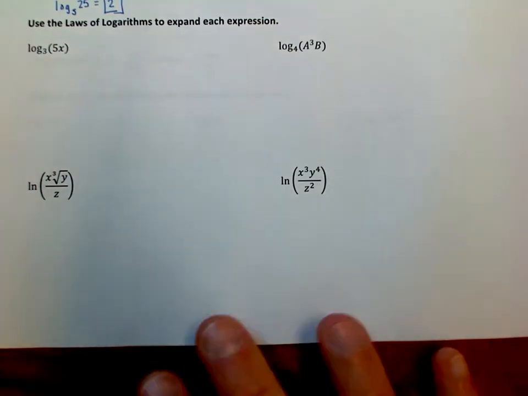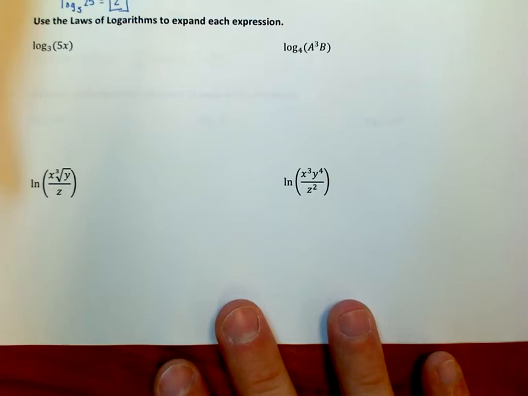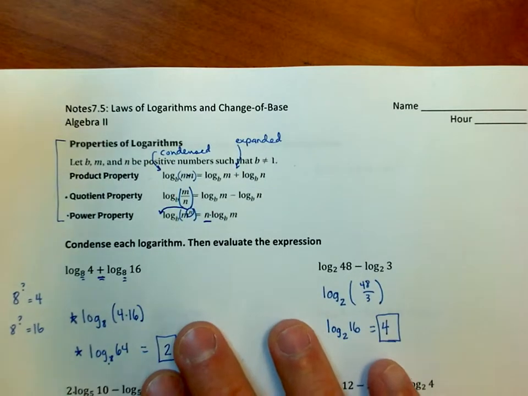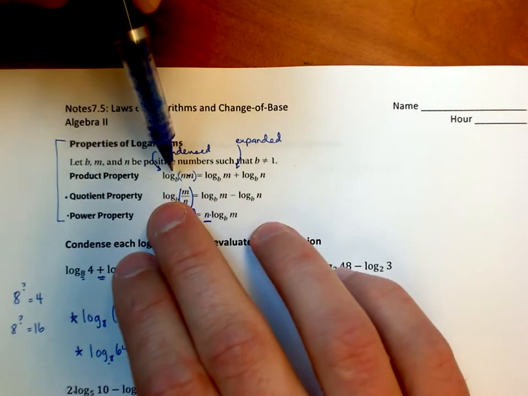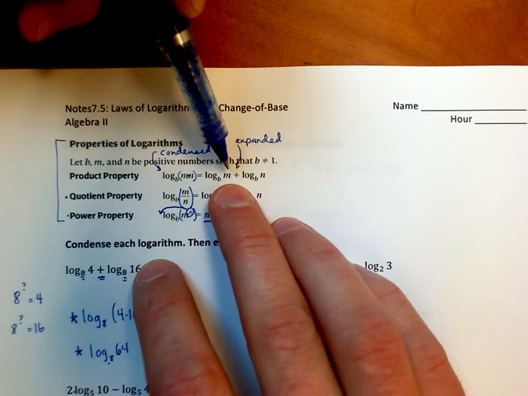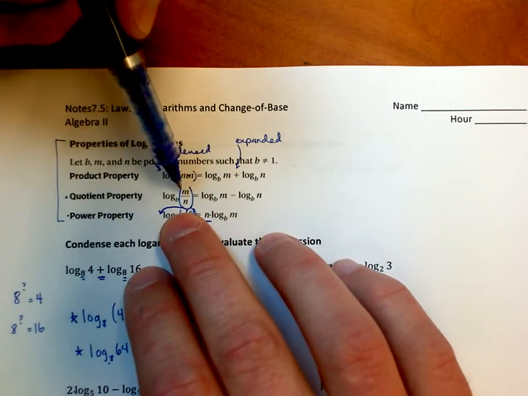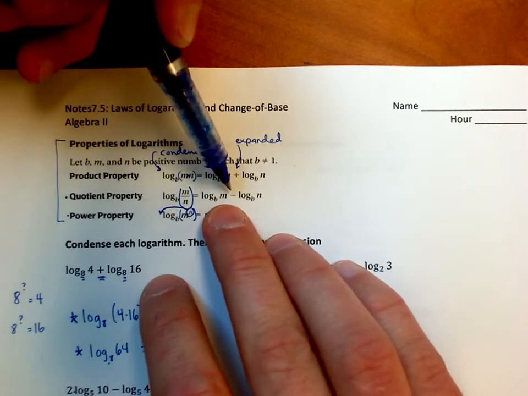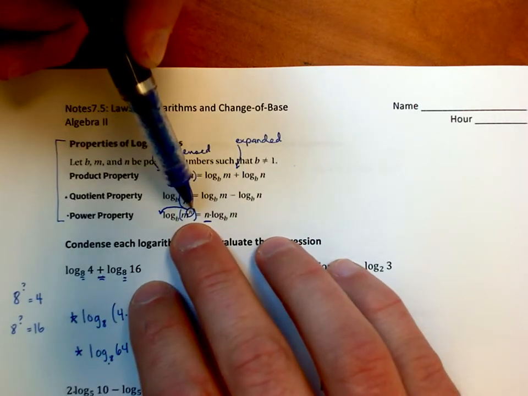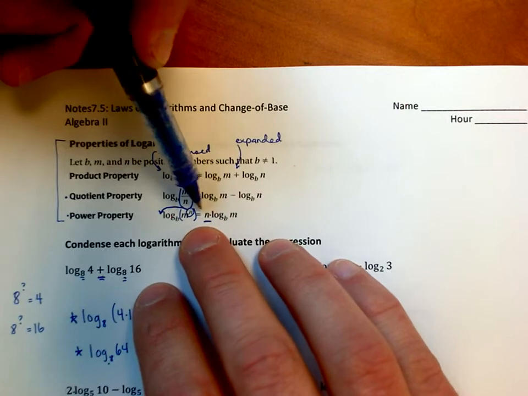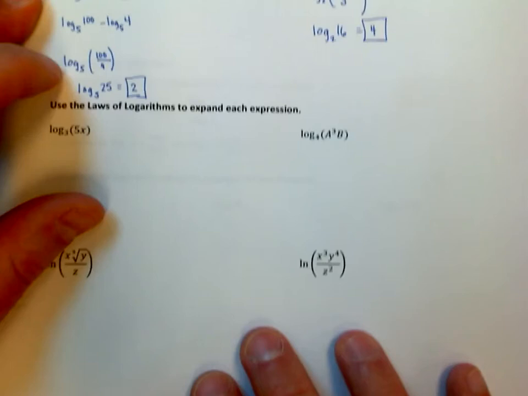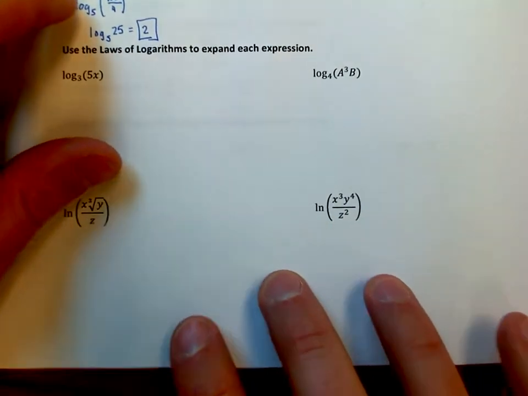In this video, I want to simply concentrate on expanding expressions. If we go to the previous video and the notes I had, that means I'm going to take the condensed form where things have been multiplied and rewrite it as addition instead. Or I'm going to take a division problem and write it as separate logarithms that have been subtracted. Or I'm going to drop any kind of exponent down to the front and say it's that number times the logarithm. So I'm going to move from the left side to the right side in this particular video.